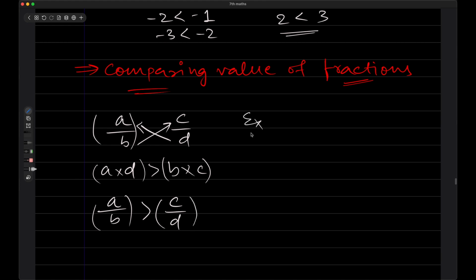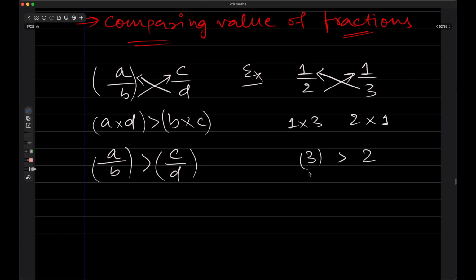If I take a simple example, that is 1 divided by 2 and 1 divided by 3, we know that 1 divided by 2 is greater. So if we multiply, that is 1 into 3, write it below 1, and 2 into 1, write it below 1. Now we know that 3 is greater than 2, so the fraction above 3, that is 1 divided by 2, is greater than 1 divided by 3, the other fraction.